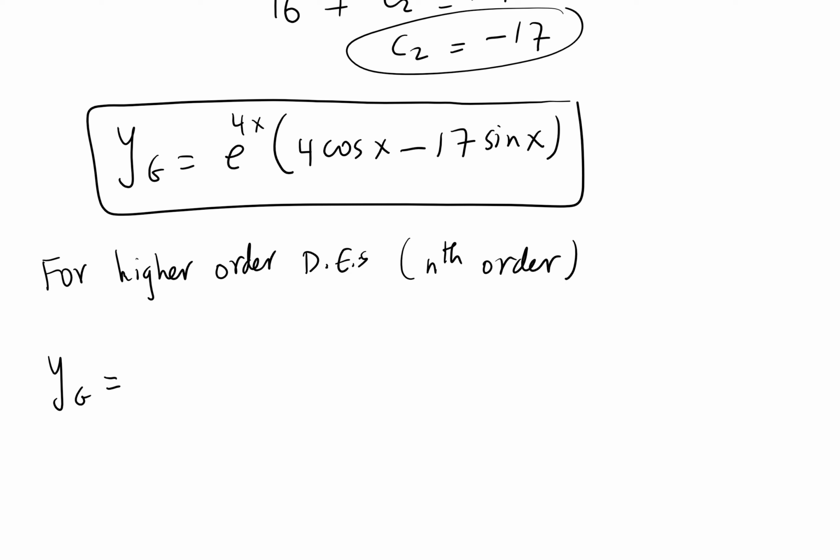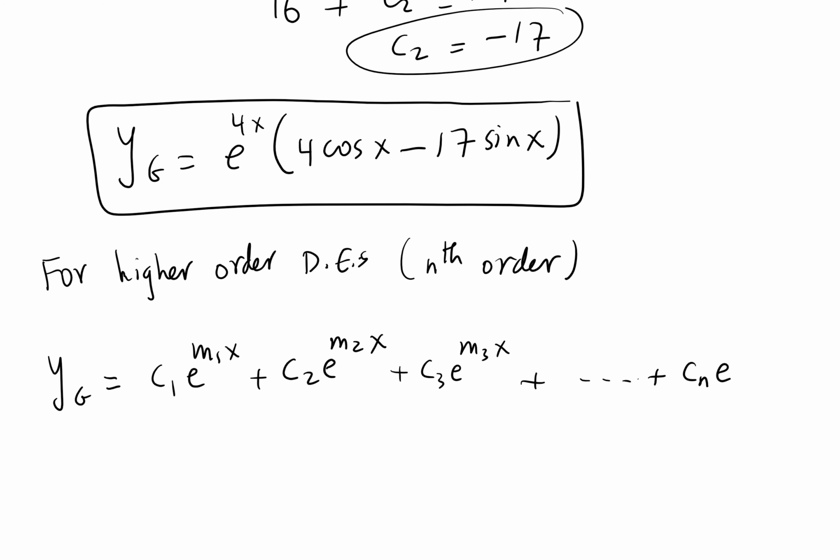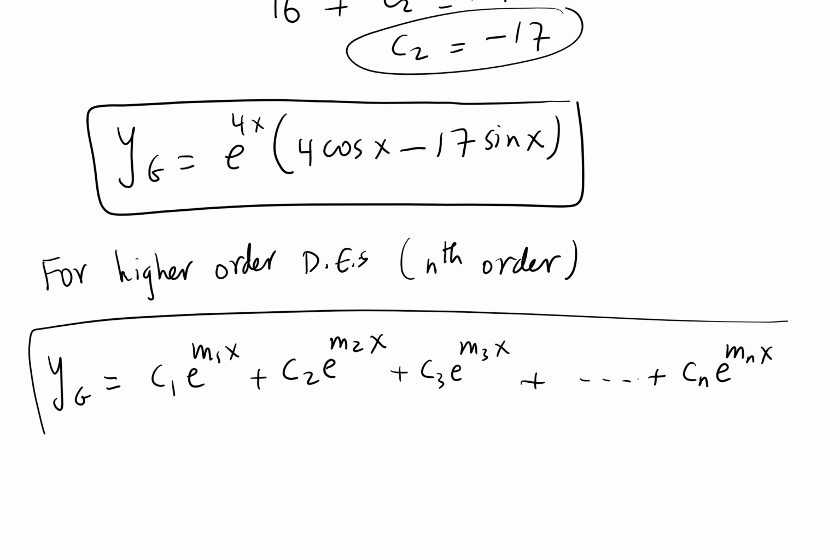Then you get C1 e^(m1 x) plus C2 e^(m2 x) for the first case. That's when we had two distinct real roots. If we have three distinct real roots, then it goes up to C3 e^(m3 x). How about if we have n of them, because the order is n? Then it goes all the way to Cn e^(mn x). That would be the solution. So it's kind of like the extension of the first case.